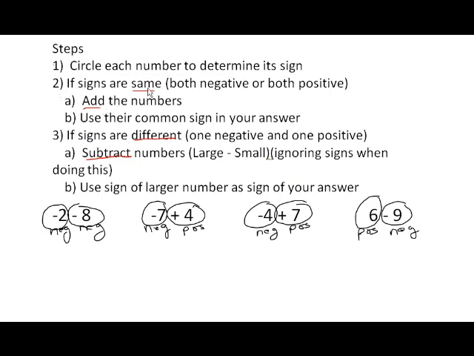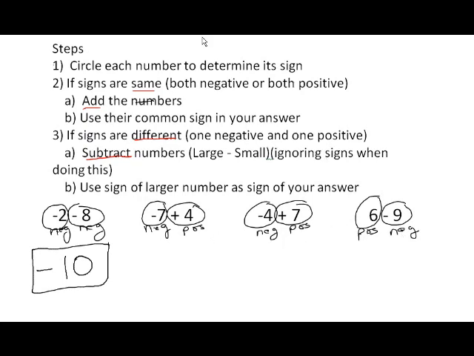So if the signs are the same, all we do is add the numbers and use their common sign. Negative, negative, they're the same. Just add the numbers. 2 plus 8 is 10. Use their common sign in the answer. Their common sign is negative. My answer is going to be negative. Let's see if there's any other the same. Nope. Negative, positive, and positive, negative.